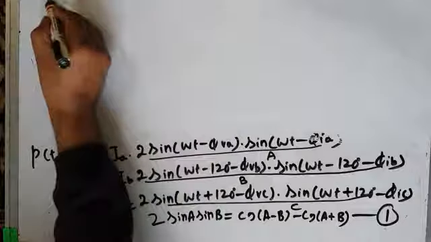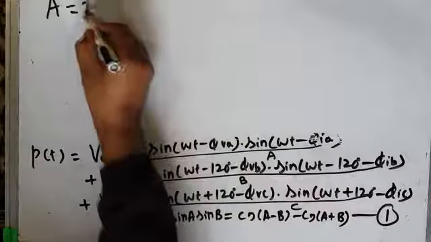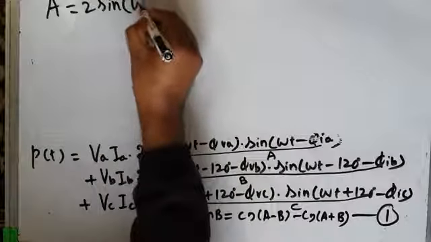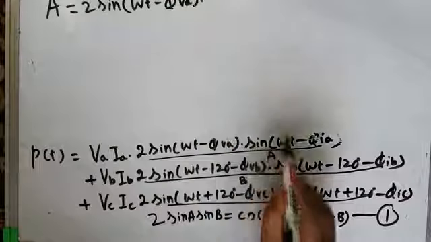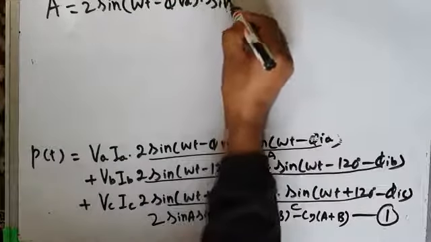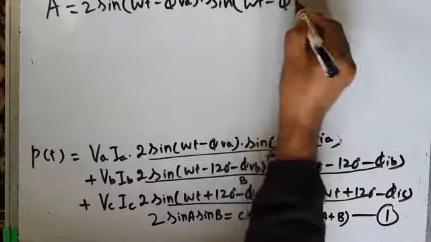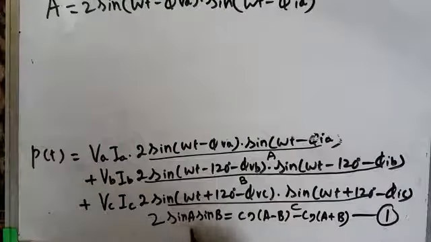Now what is A? A is 2 sine of omega t minus phi VA into sine of omega t minus phi IA. That is 2 sine A sine B. And we use this trigonometric identity, that is 2 sine A sine B is equal to cos of A minus B minus cos of A plus B.